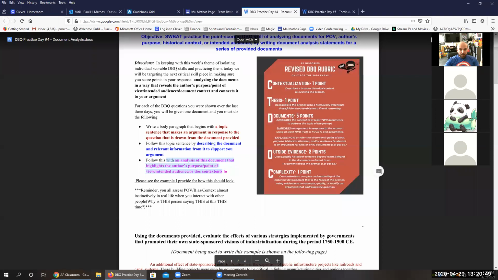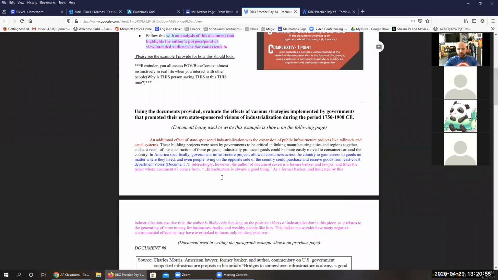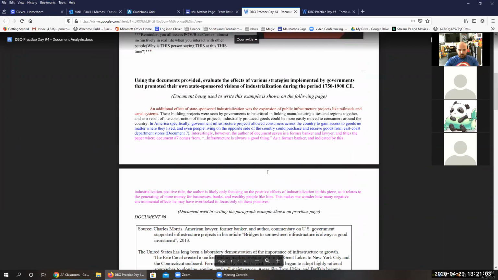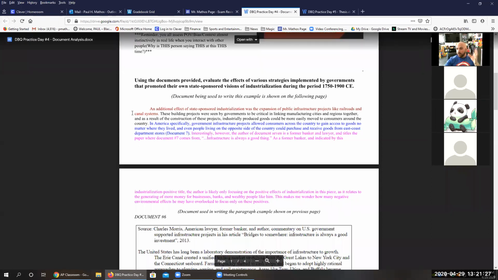Let's go to practice day 4, back to here. Here is an example of how to use document analysis. I know this sounds kind of stupid, but I'm going to go ahead and read it to you. Here is the prompt: Using the documents provided, evaluate the effects of various strategies implemented by governments that promoted their own state-sponsored visions of industrialization during the period 1750 to 1900. This is the same prompt we worked with last week, so you should be somewhat familiar with it.